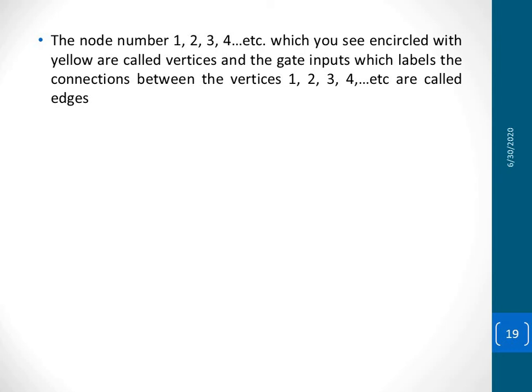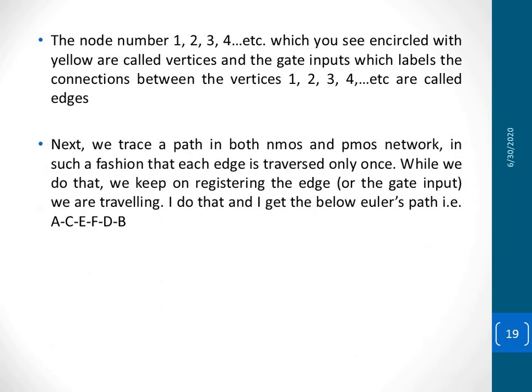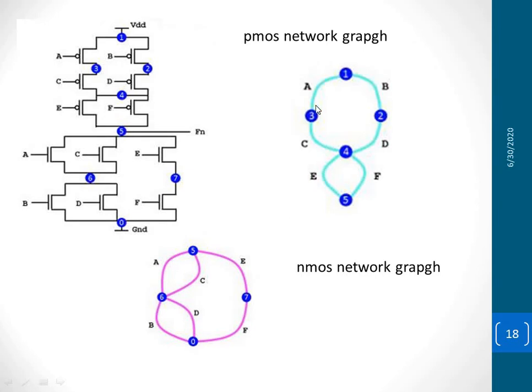are called edges. So next we trace a path in both NMOS and PMOS networks in such a fashion that each edge is traversed only once. While we do that, we keep on registering the edge we are traveling. I do that and I get the below Euler's path, which is A, C, E, F, D, B.